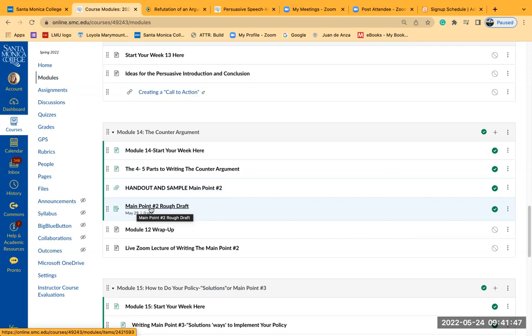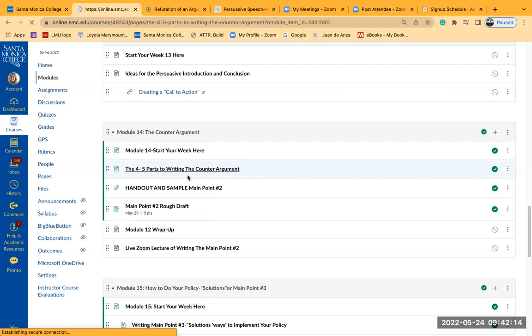Make sure that you understand the main point number 2 rough draft is due here. Remember that these are not graded per se. These are there for you to turn in if you would like feedback and for you to stay on track. But otherwise, the grades for this do not count towards your final grade. So don't feel stressed and pressured if for some reason, oh my goodness, you can't get it done by Sunday. So what I want you to do is cruise on in.